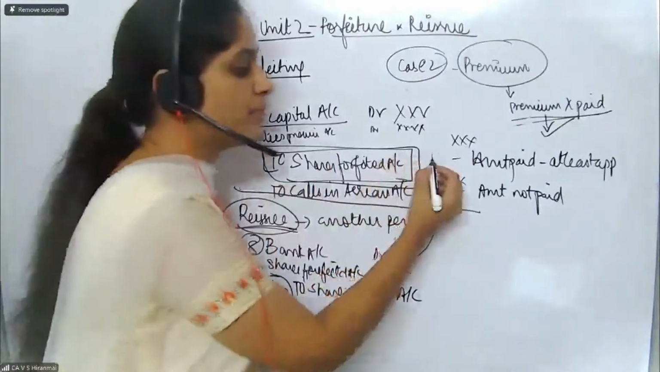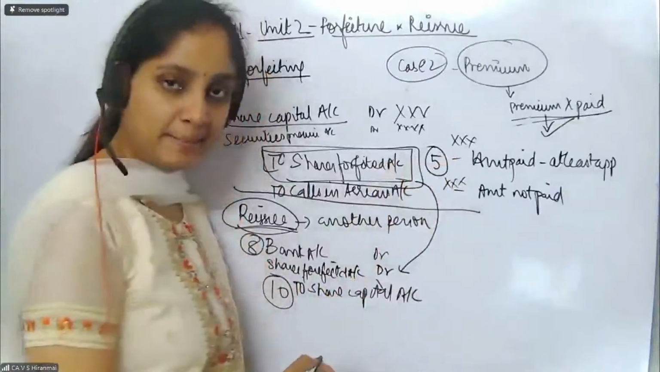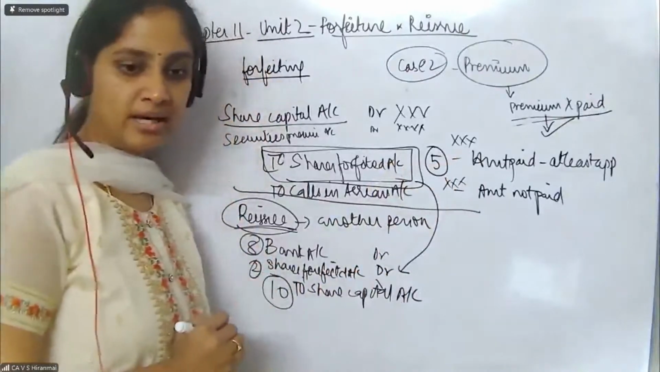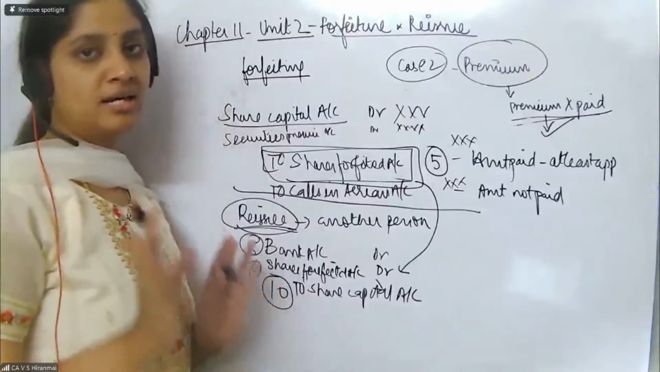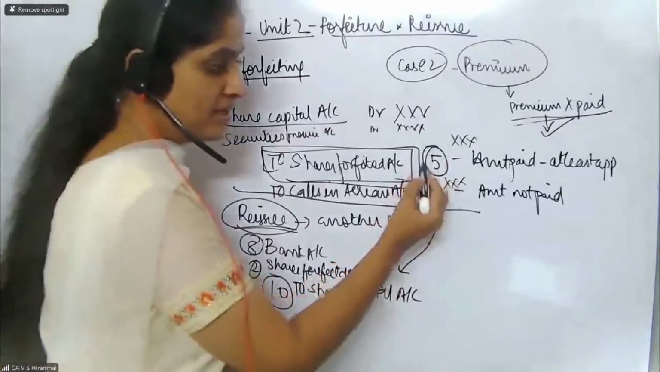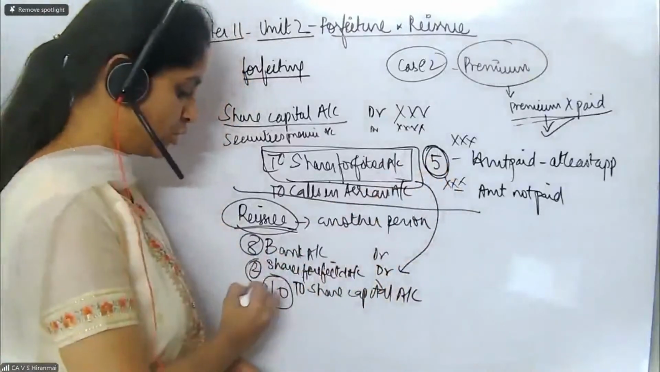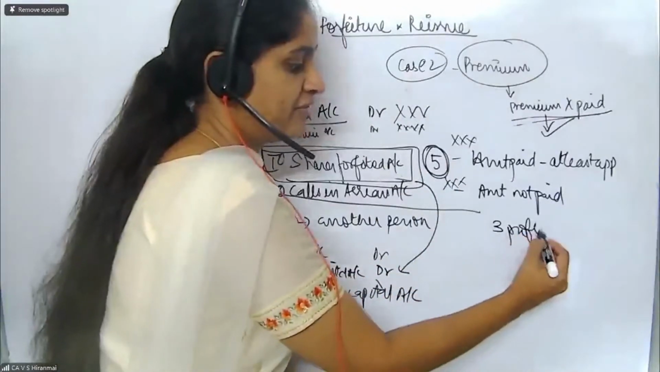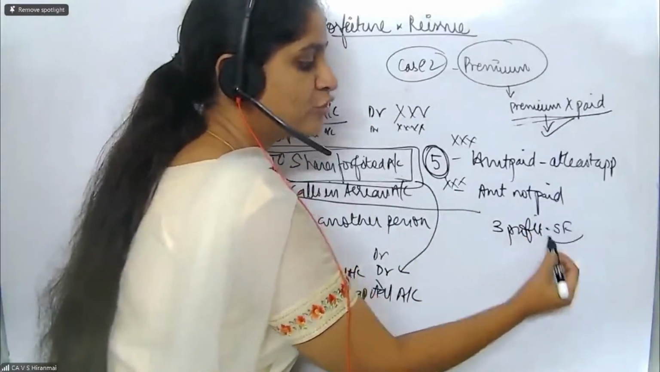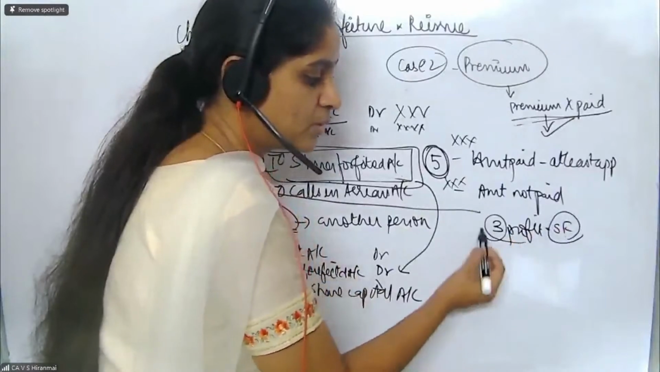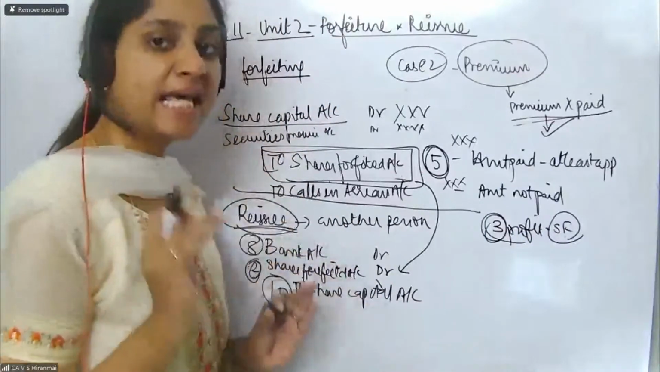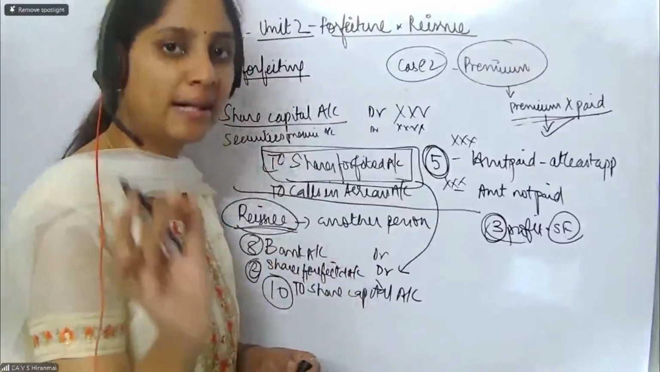So let us assume 5 rupees he had paid, and the loss on account of reissue is 2 rupees. Now what is the value remaining? Madam, he has paid 5 rupees, only 2 rupees is the loss, 3 rupees is my profit. That means shares forfeited account still has 3 rupees balance. That means this is a capital profit to the company.